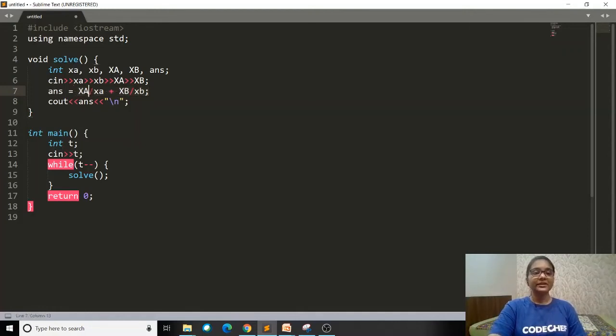And mind here that everything is integer. So when you divide capital XA by small xa, only the integer part will be picked up, because as you see, we have also kept answer as integer data type. So definitely decimal values will not be stored in answer. That is why it will pick up only the integer values, and that is why we will get our answer. So guys, that's it.